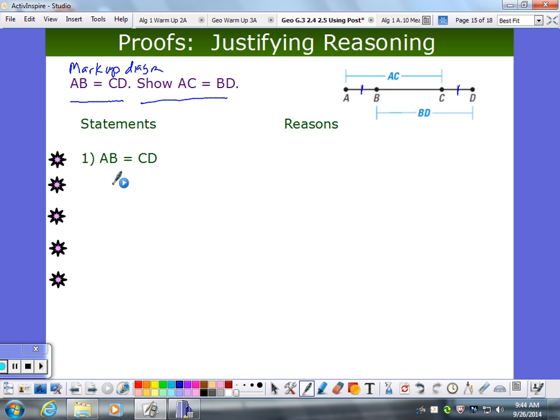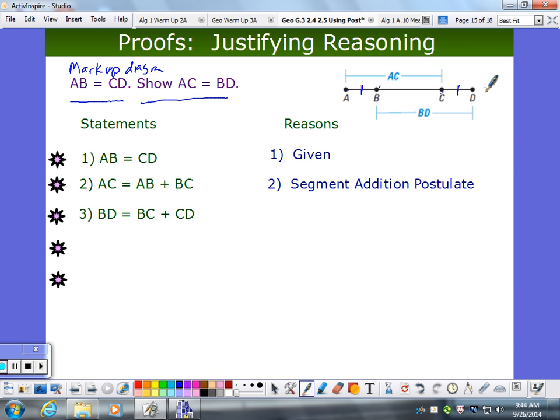So you start with your givens here, and again, this one's written down, so you can just look up here and think about it. So this is my given statement. So I say given. Now I have to start thinking about things. So I'm going to say the measure of AC is the measure of AB plus the measure of BC. Who says I can say that? Second addition postulate, that's all that is, right? My next statement is BD is BC plus CD. Who says I can say that? Yeah, Amanda? Second addition postulate. There it is, I'm using it twice.